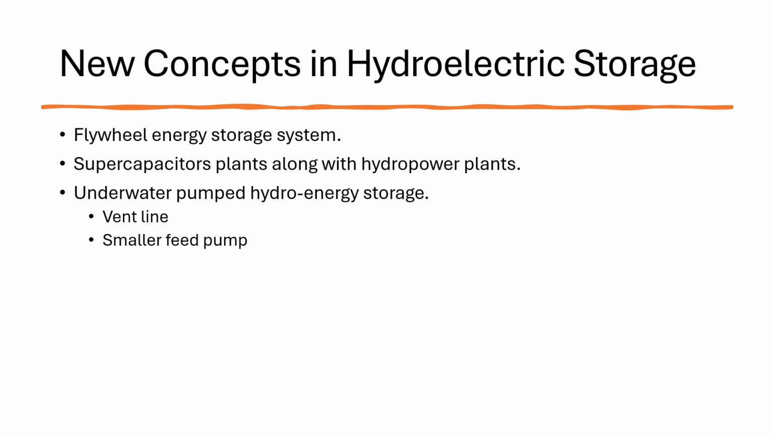So then there's these underwater pumped hydro energy storage. This is where there's a top reservoir, which is like the river, and at the bottom there's a bottom reservoir that's built in. So to do this though, you need to use a vent line or a smaller feed pump. The vent line is needed to stop pressure variations inside of the bottom capsule. That can also be done with a smaller feed pump, but it's more cost effective to just use a vent line.